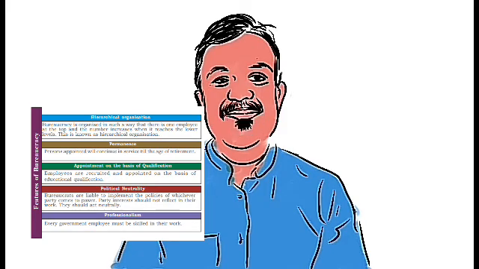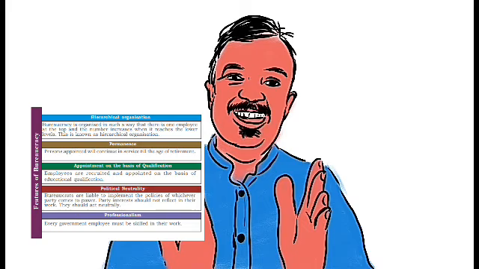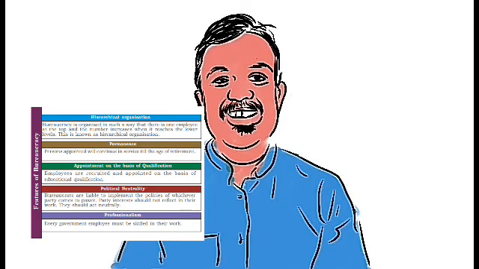What are the major features? Hierarchical organization, permanence, appointment on the basis of qualification, political neutrality, and professionalism. These are the major features of bureaucracy. Now we can see them in detail.